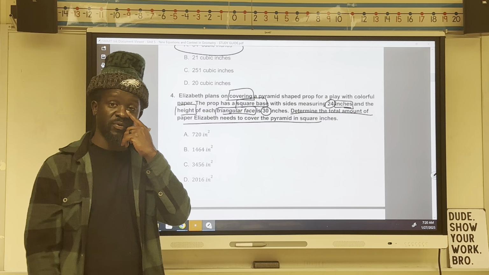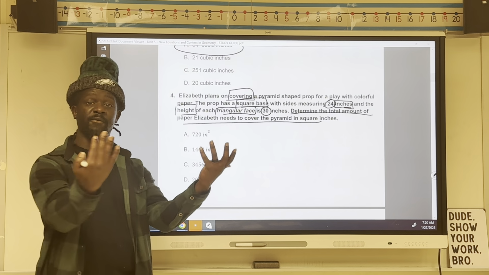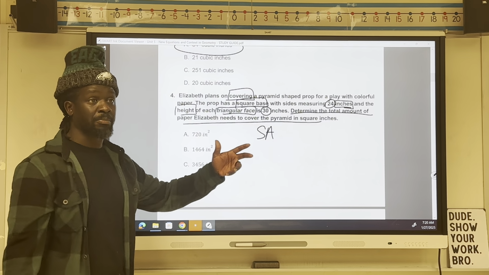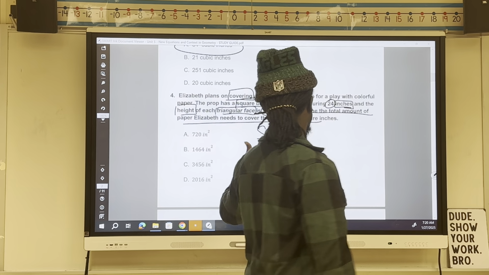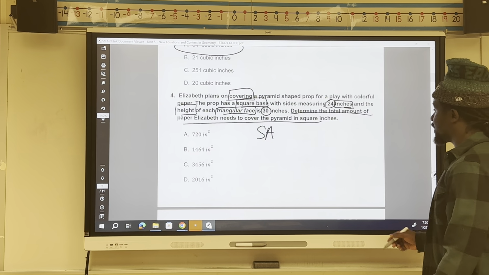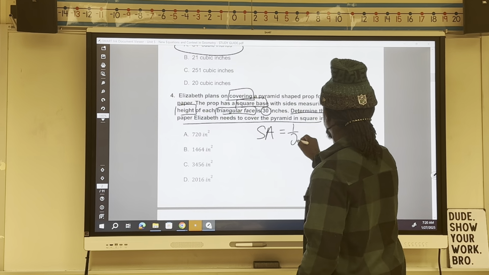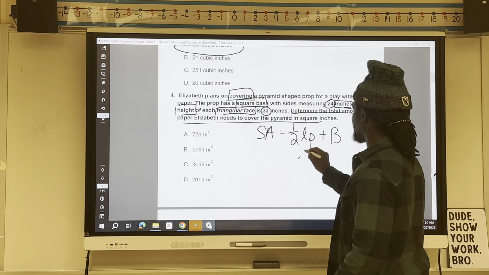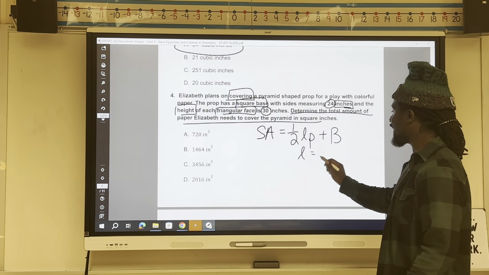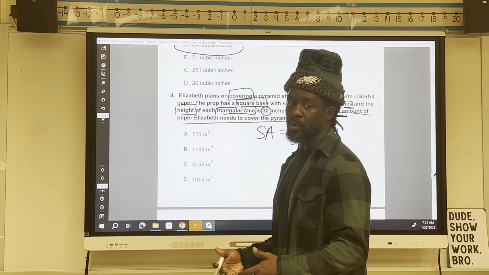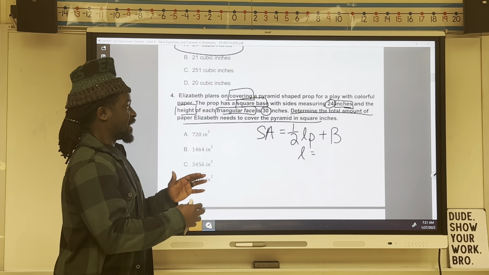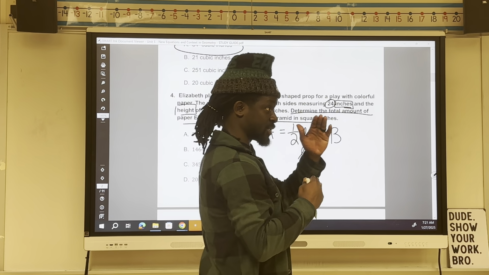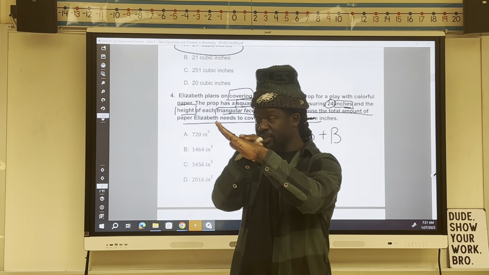Remember what I just said in the previous question. When you are talking about covering something, you are talking about surface area. The problem said it was a pyramid, so I'm looking for the surface area of a square base pyramid. The formula on my formula sheet is 1/2 LP plus big B. So I need to figure out what L and P are. L is the slant height, which is the height along the triangle. So this triangle is the slanted figure, and the slant height is the height of that triangle.